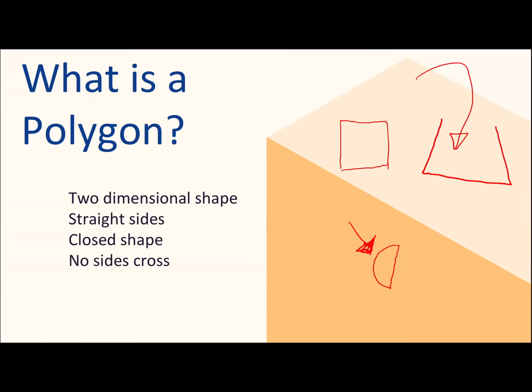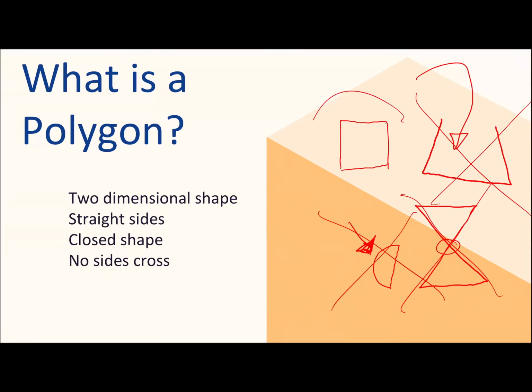What else? Well, no sides can cross. If I have a shape that looks like this, that is not a polygon. It's actually 2 polygons joined together. As you can see, it's 2 triangles, and they meet at this vertex here. So that's not a polygon, that's not a polygon, that's not a polygon, but this one is a polygon. So sides can't cross, they have to be closed shapes, they need straight sides, and they must be 2-dimensional shapes. Every polygon is going to have angles. Got that? Hopefully. You can always go back if you miss some parts.